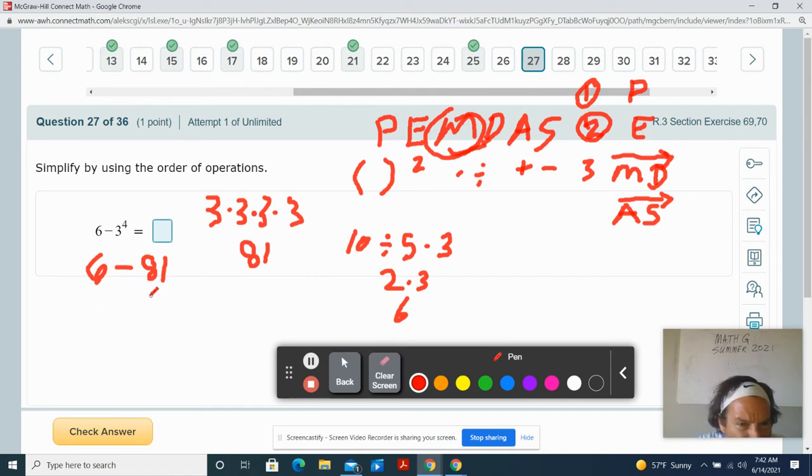When we have to find out what the answer is, we know the answer is going to be negative, but we have to take 81 and subtract 6. You can do this on your calculator if you want. I'm just going to do a little borrowing, and I'm going to get a 5 here. So I know the answer is going to be a negative 75.